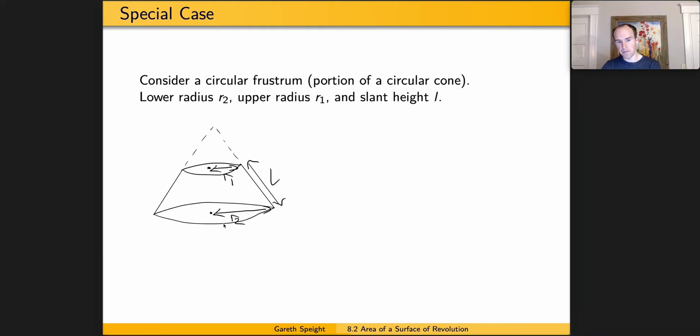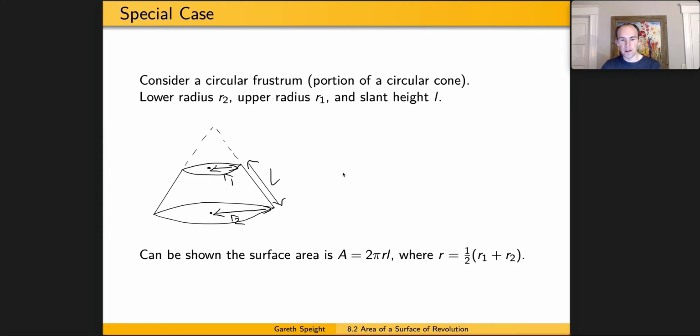So there are two different radii. There is the radius of the circle on the bottom, and there is the radius of the circle on the top. Let's call those R1 and R2. And then there is the length of the hypotenuse, let's call it L. You can show in just a few steps that the surface area of the boundary of this, not including the top and bottom, but including as we rotate this hypotenuse around, is 2 pi r times L, where here r is the average of R1 and R2, and L is just the hypotenuse that's in the picture.